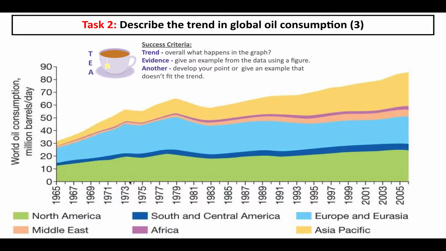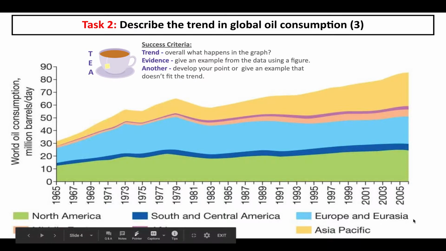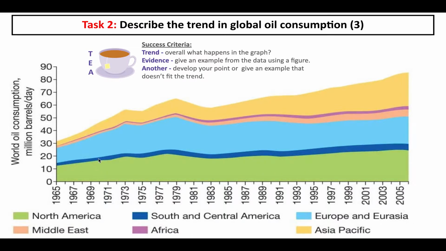And the reason I say it's compound is because it's built up in layers, and each layer represents a different part of the world. So you've got North America, which seems to have had pretty stable, quite large oil consumption over time since 1965 to 2005. We've got, again, South and Central America, pretty steady, growing slightly.